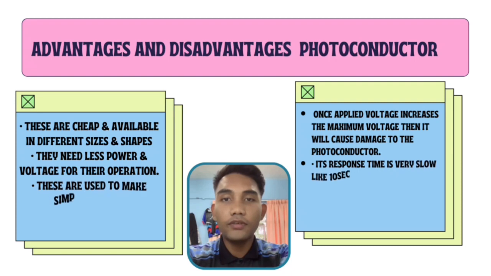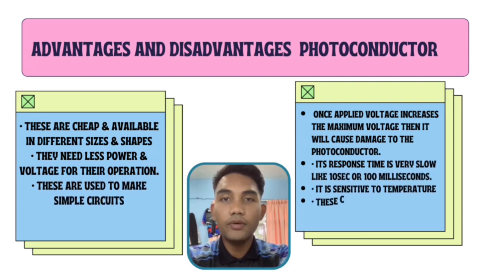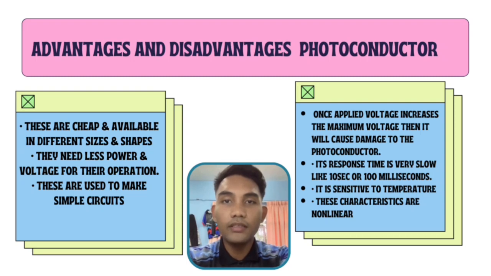The advantages of a photoconductor. First, they are cheap and available in different sizes and shapes. Second, they need less power and voltage for their operation. Lastly, they are used to make simple circuits.